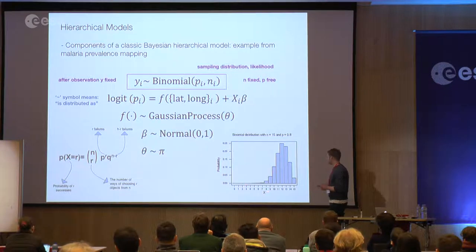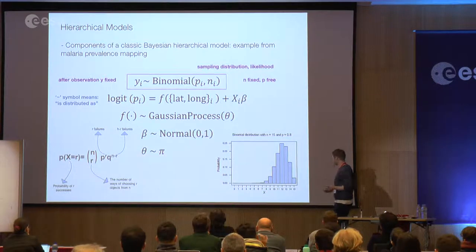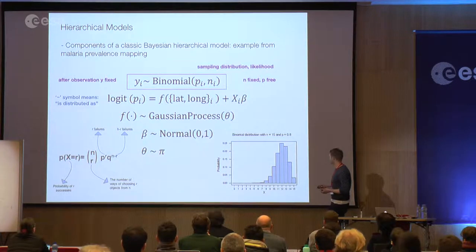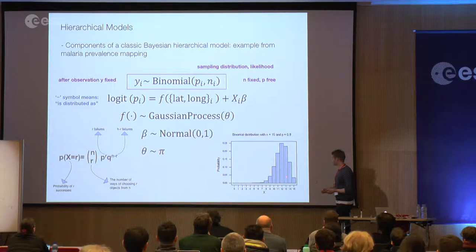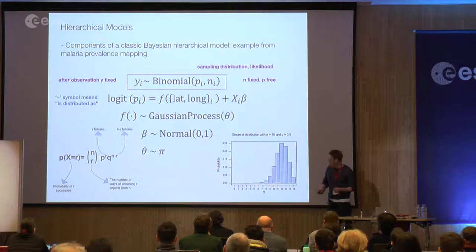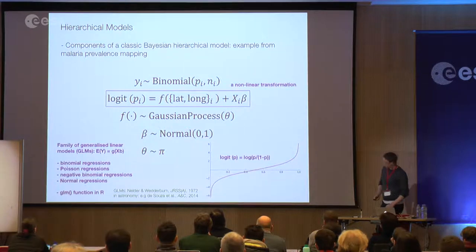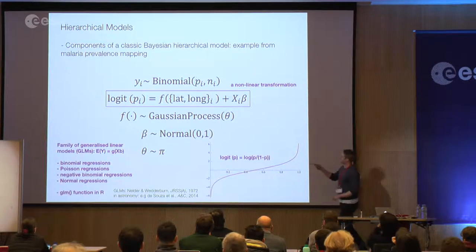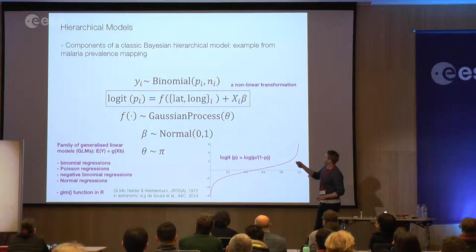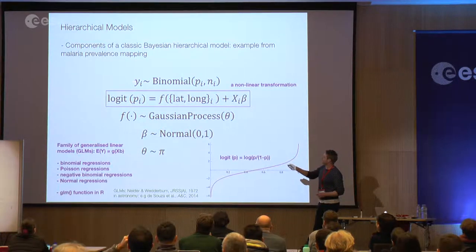A typical draw from the binomial, if you have 15 potential people, or a total sample size of 15 people, and a probability of 0.8 of being positive for malaria, then on repeated draws from that binomial, you would expect a distribution to look something like this. So at the top of the model, we have the binomial. Below that, we have an expression which says we knew n, the number of people that were in our sample. We observe y, the number of people who are positive.